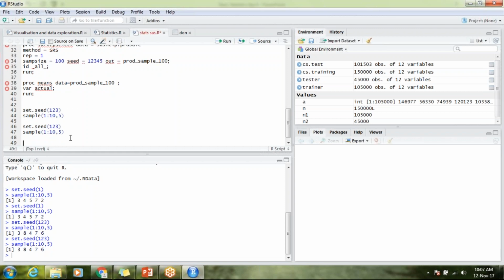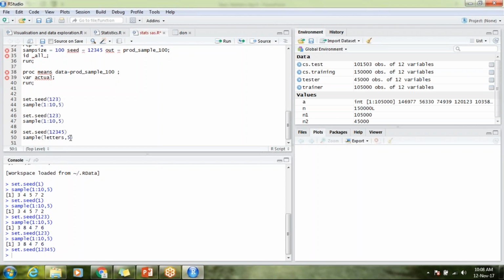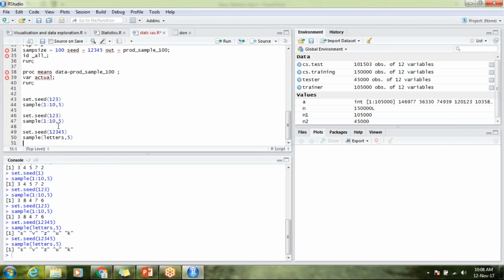One more example, let me show you. set.seed 1 2 3 4 5, sample from letters, and from there I want 5 letters. So the seed is 1 2 3 4 5, and these are the small letters that I'm getting. Out of all the alphabets from A to Z, these are the 5 alphabets I'm getting. Now again, if I set my seed to 1 2 3 4 5 and do the sampling again, I will get the same pattern. So this is actually what setting the seed does.